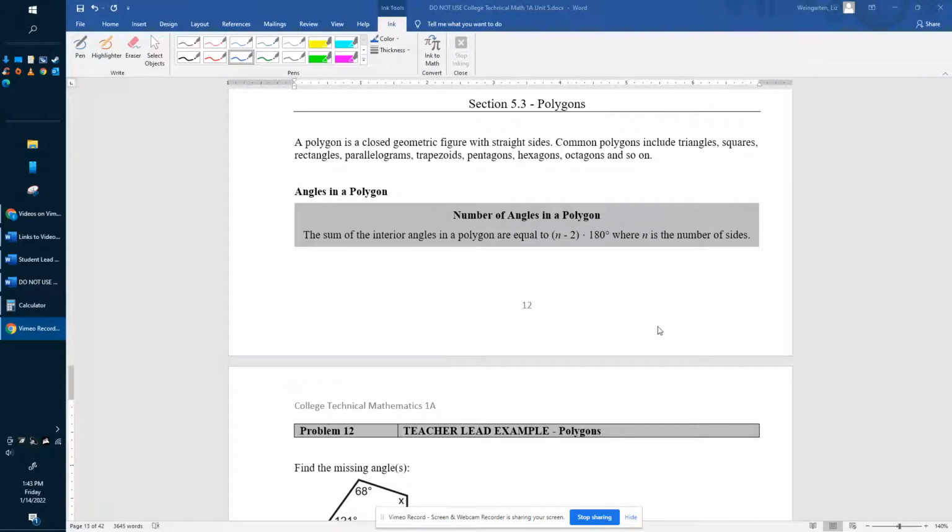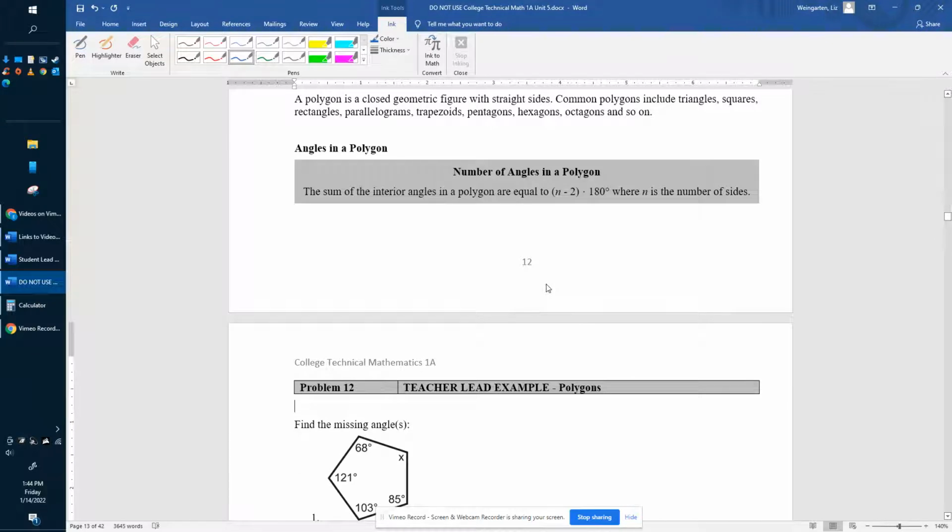We have a lot to talk about with polygons. We're going to be splitting this section into several different videos. But let's take a look at the number of angles in a polygon. The sum of the interior angles in a polygon is equal to n, where n is the number of sides, minus 2, times 180. So let's see how that works.